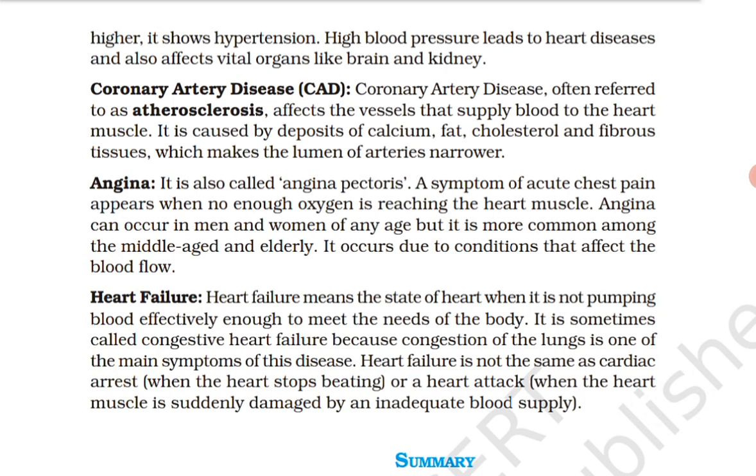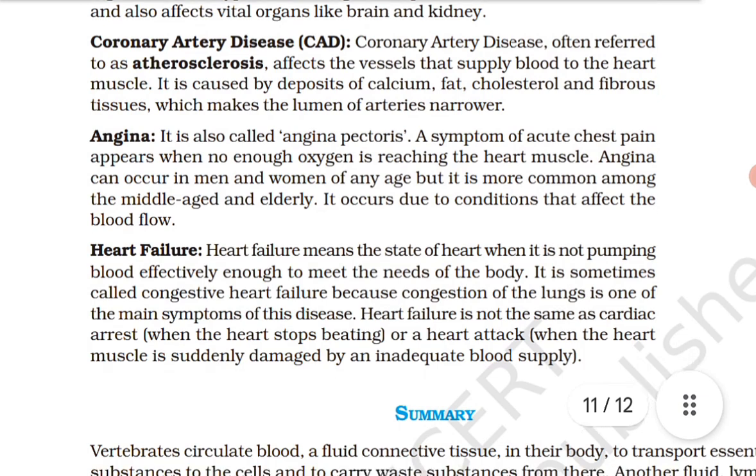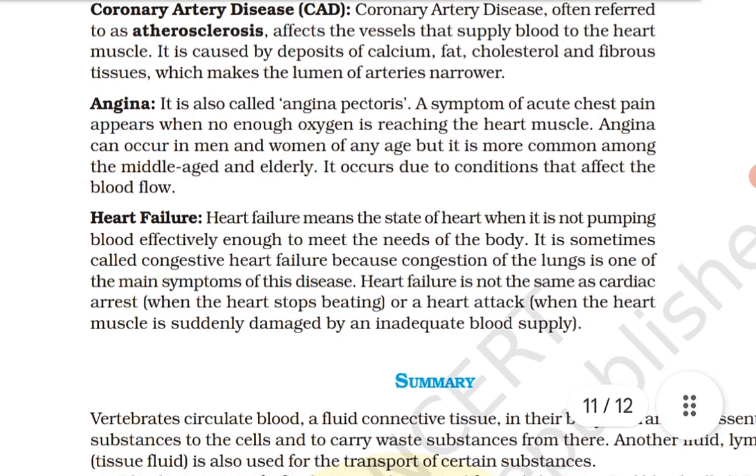Next is heart failure. Heart failure means the state of the heart when it is not pumping blood effectively enough to meet the needs of the body. It is sometimes called congestive heart failure because congestion of the lung is one of the main symptoms of the disease.